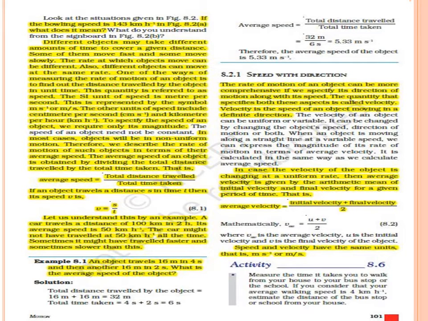So there is example 8.1. In this example it has been said that an object travels 16 meter in 4 seconds and then another 16 meter in 2 seconds. What is the average speed of the object? For this we will first add the total distance, that is 16 plus 16, so our total distance is 32, and the total time, which is 4 seconds plus 2 seconds, that is 6 seconds. So the average speed will be total distance traveled by total time taken, that is 32 meter by 6 seconds, which is 5.33 meter per second.